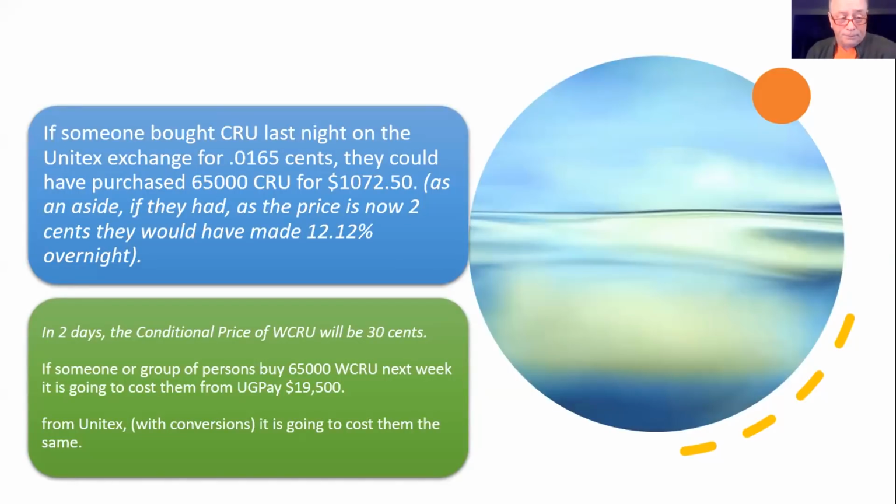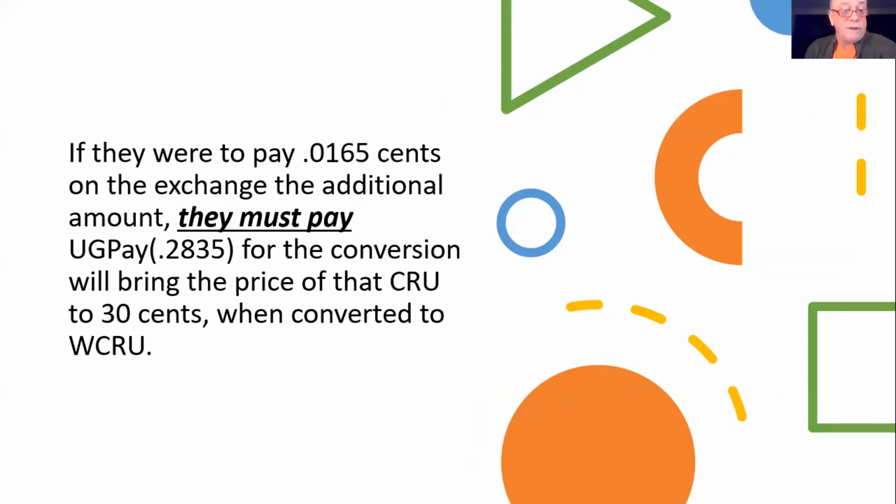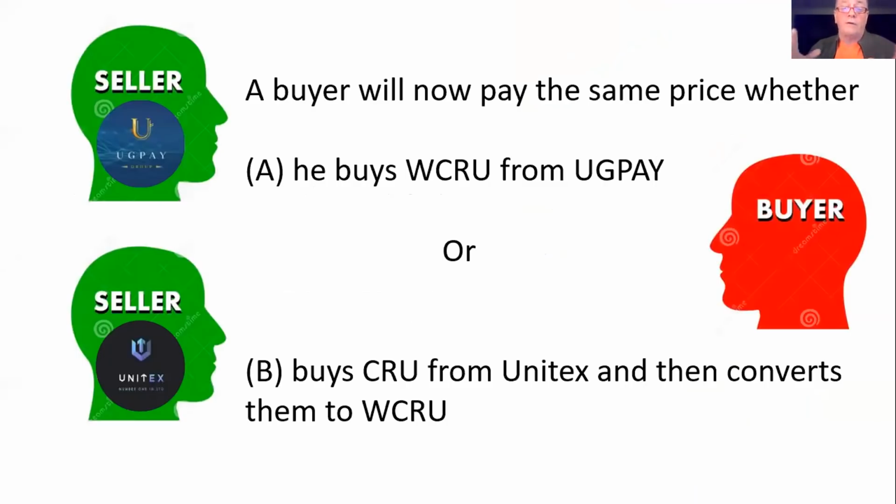Going down into the green box, if someone or a group of people had purchased 65,000 World CRU, they would have paid UGPay $19,500. If they had bought it from Unitex with the conversions included, it's going to cost them the exact same price. So if they're going to pay 1.65 cents on the exchange plus the additional amount that they now must pay, it brings it up to 30 cents. I know that I'm repeating this over and over, and I'm trying to do it in different ways to hopefully create a picture. A buyer is now going to buy for the same price, whether he buys World CRU directly from UGPay or buys CRU from Unitex and then converts them to World CRU.